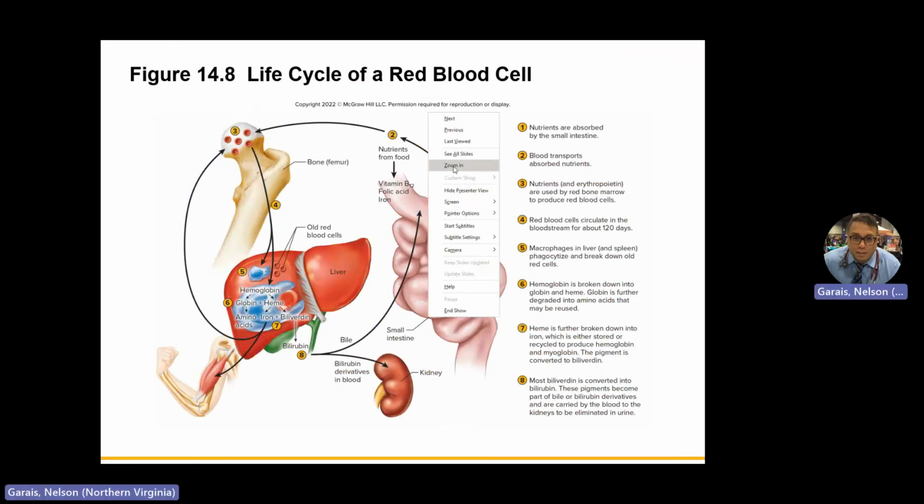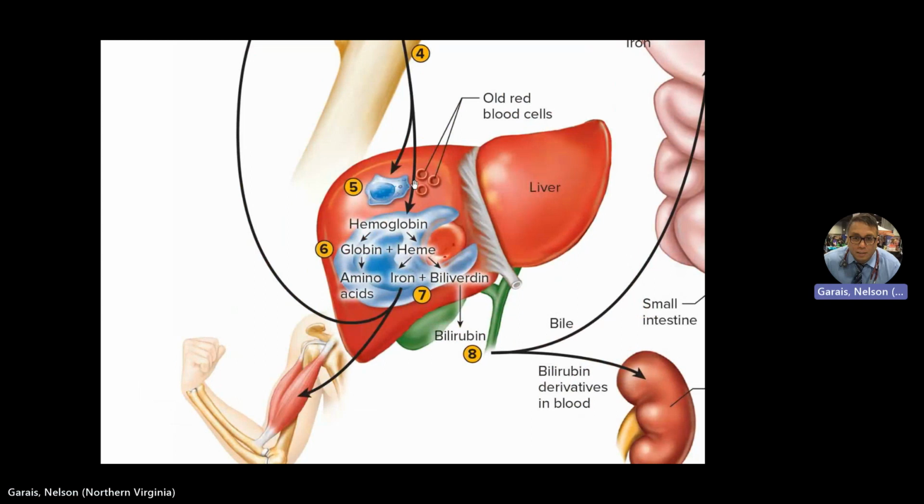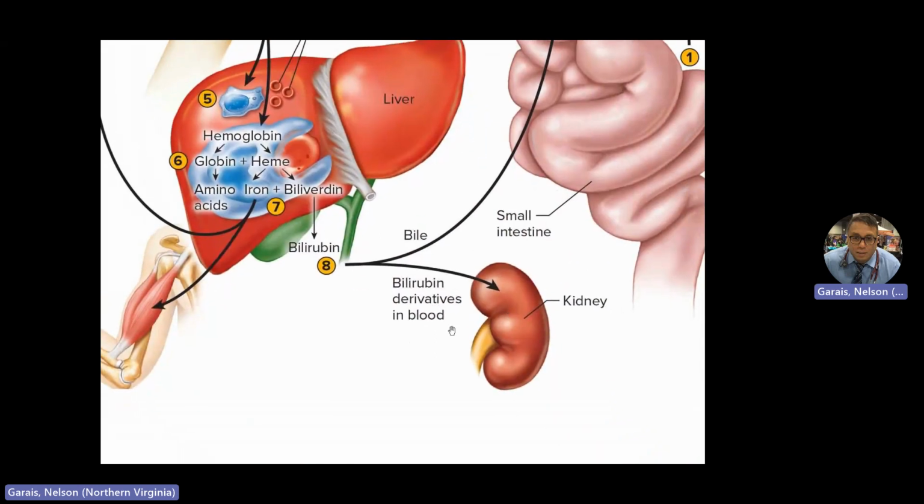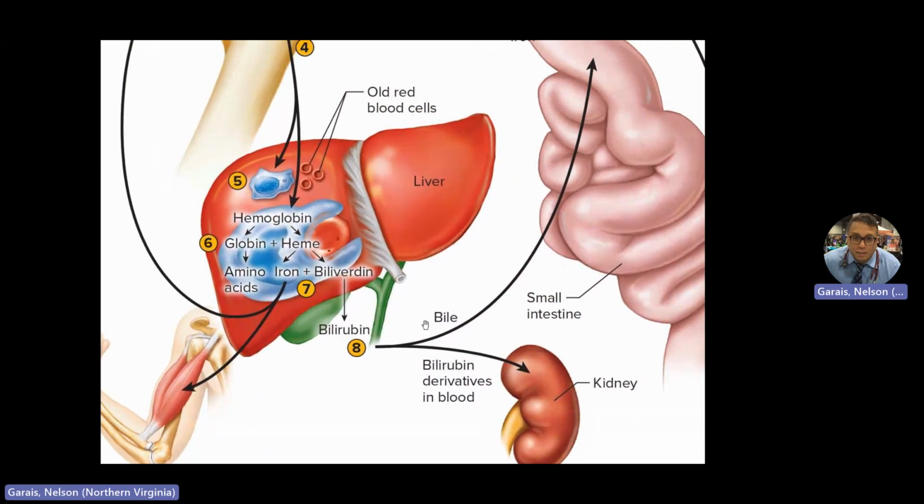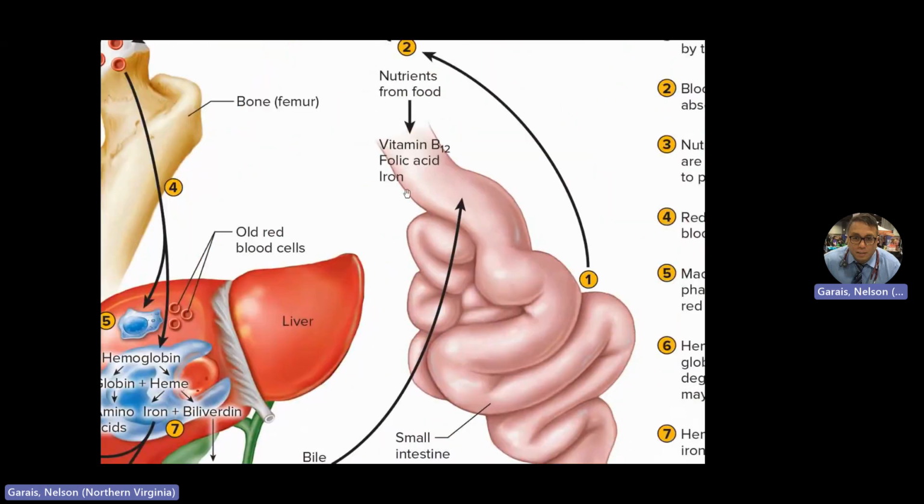You will also notice here the breakdown of red blood cells in both your liver and your spleen, but mostly in your liver. Hemoglobin will break down into heme and globin. The globin part, or the protein part, will break down into amino acids, and then your heme part will break down into iron and biliverdin. The biliverdin will then get converted to bilirubin in your liver. Bilirubin will then go into your blood and then end up in your kidneys, while any excess will end up as bile in your small intestines here.